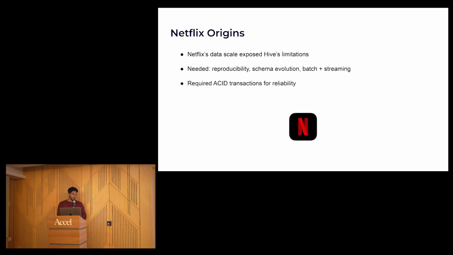Netflix was using Hive in production, and as we all know, Netflix has one of the best recommendation systems in the world, and they have a lot of data to make it work. At their scale, they hit a lot of limitations of Hive, and in 2017, if I remember correctly, they came up with Iceberg, which was created to take care of a lot of the limitations they were facing with Hive.